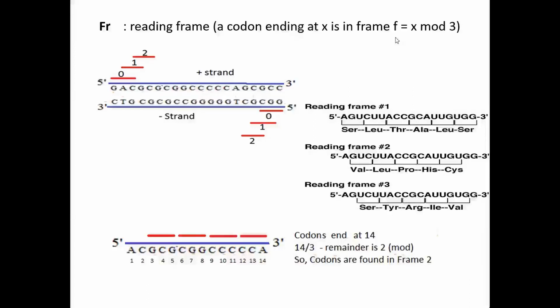To know which frame has been used, when a signal is detected, it can be known from this formula. Frame used is X mod 3. A codon ending at X is in frame F, which is equal to X mod 3. Here you have an input DNA sequence and the codon is marked over here. The codon ends at 14. So 14 divided by 3, the remainder is 2, the mod value is 2. So it means the codon is found in frame 2.